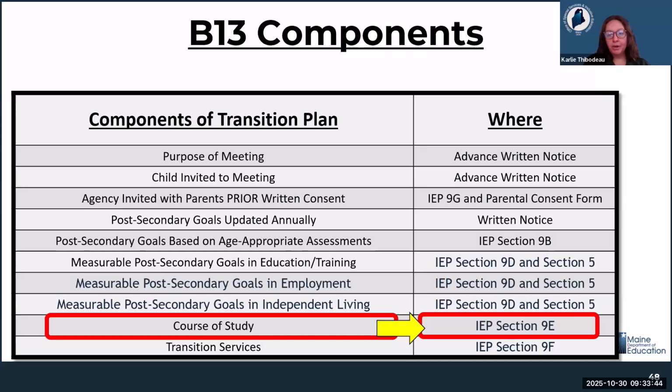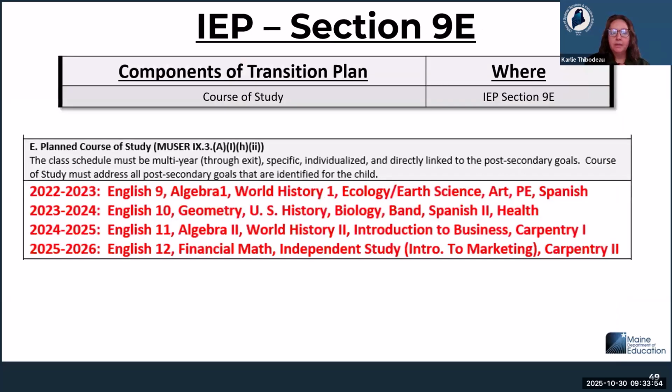All right, the next part of the transition plan that we're going to talk about is the part where you put in the courses of study, Section 9E. So this is where you put that courses of study. Here you can see that it is broken down by the years that the student is in school. For compliance here, you must have a multi-year list. You can see in the explanation, it says the class schedule must be multi-year through exit.